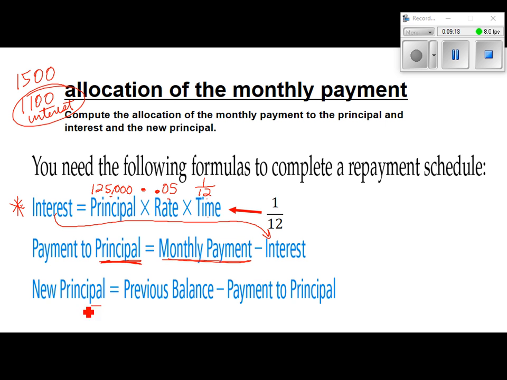The new principal: to get the new principal, you take the payment to principal, it goes in here, and you subtract it from your previous balance. So I think all of them on the test just go for like 1 payment. So your previous balance would be what you started with. So it might be something like $125,000 minus whatever answer you got up here in this second part.